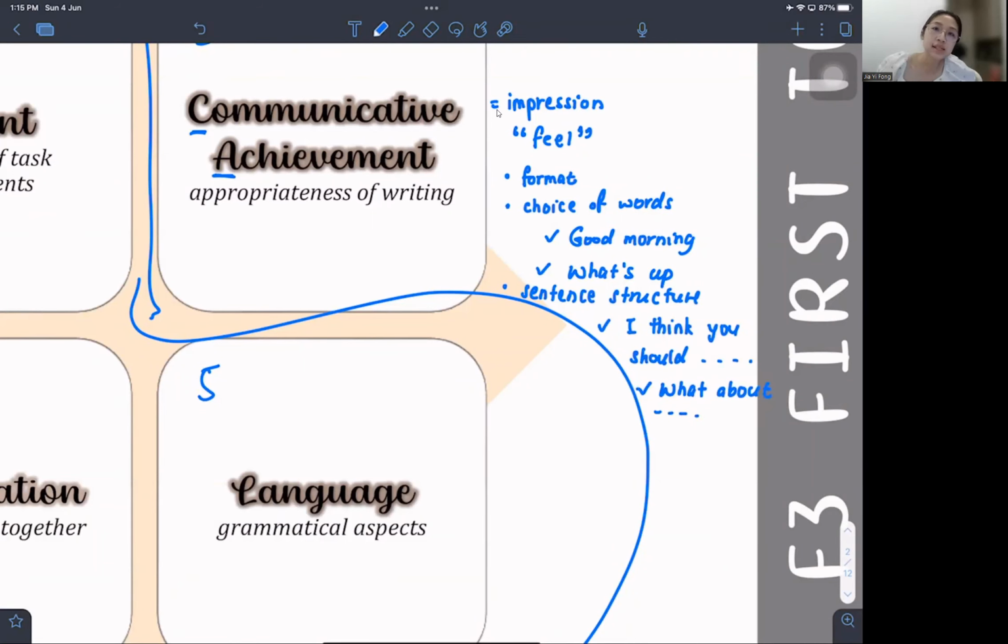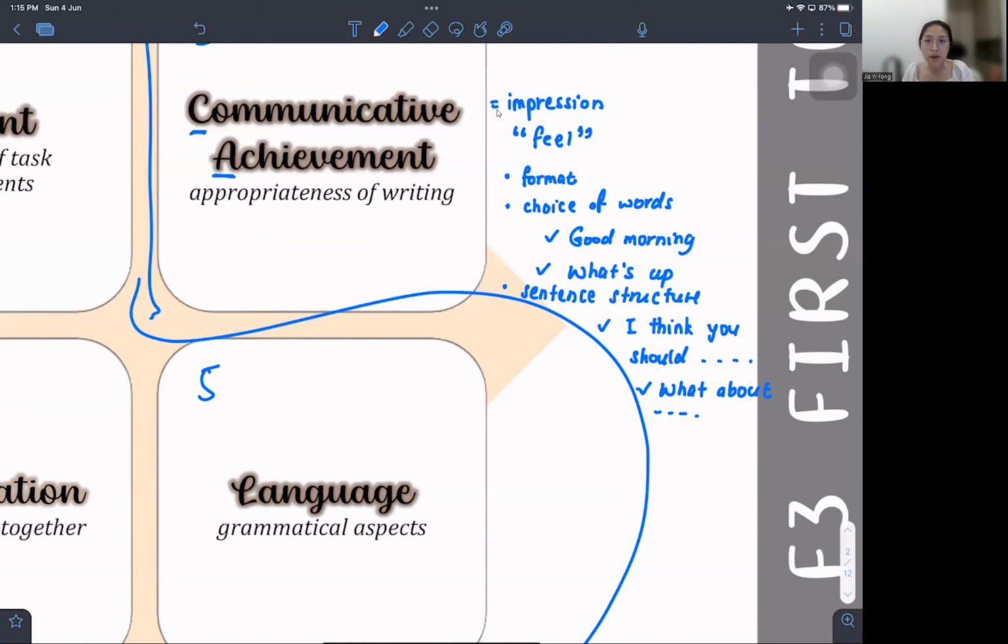So compare these two sentences. Let's say I want to jio you. I want to invite you to Sunway Lagoon. So the first way I will say, "I think you should go Sunway Lagoon with me." And you'll be like, oh, wow, why is this teacher so demanding? Demanding me to go Sunway Lagoon with her. But if I say, "What about going Sunway Lagoon with me?" It feels a different way, correct or not?